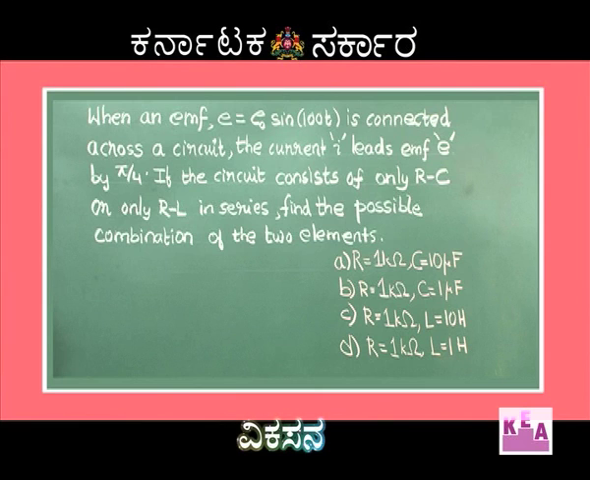Let us discuss another question from the chapter on alternating currents. When an EMF E equal to E naught sine 100t is connected across a circuit, the current I leads the EMF E by pi by 4. If the circuit consists of only RC or maybe only RL in series, find the possible combination of the two elements.